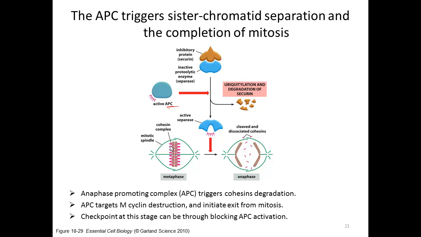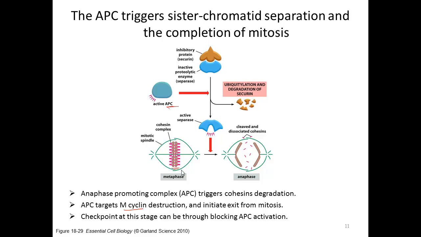Some of the proteins that it's going to degrade is the cohesins, which keep the two sister chromatids connected. It's also going to destroy M-cyclin. Remember, that is critical for the exit of the M phase of mitosis and promoting the metaphase to anaphase transition.